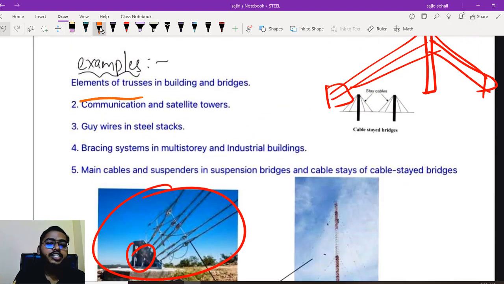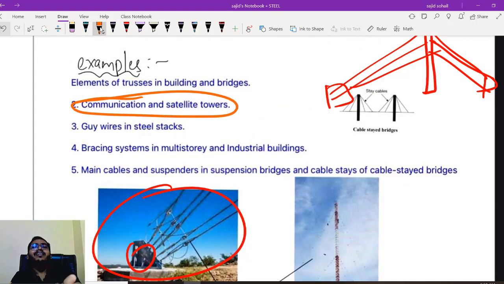For example, communication and satellite towers. अरे यार TV tower in simple language, you might have seen TV tower in your town, right? So obviously इतना बड़ा structure है भाई, कहीं ना कहीं you will be using this tension members. Agreed or not? So these are some of the examples, and let me make it very clear.